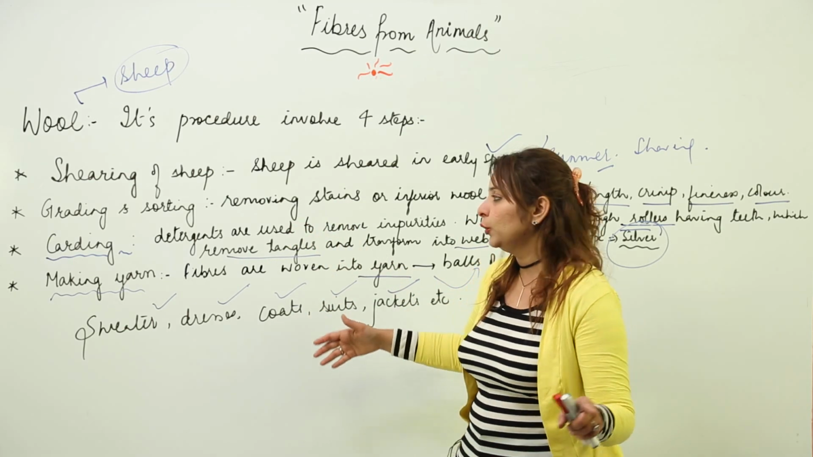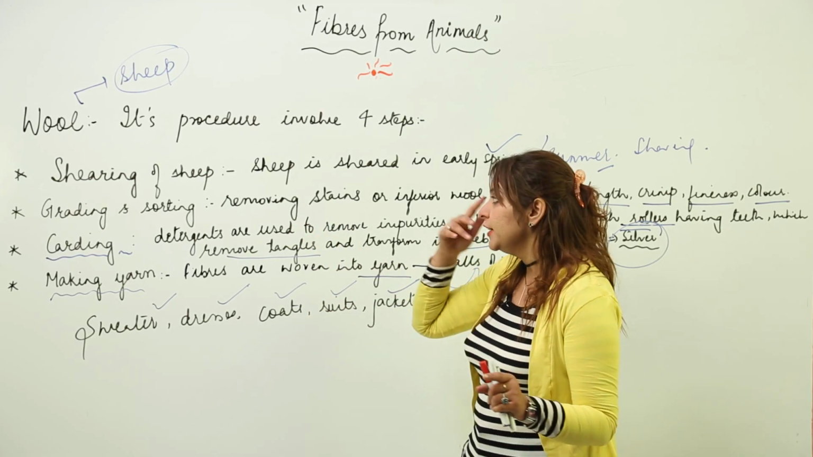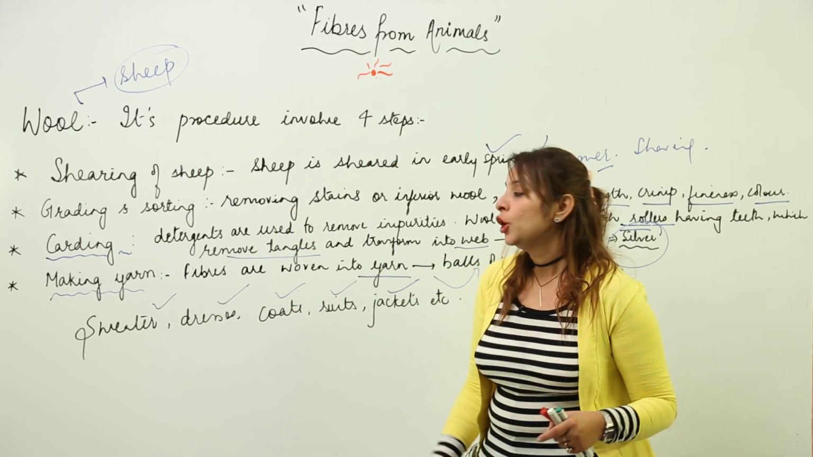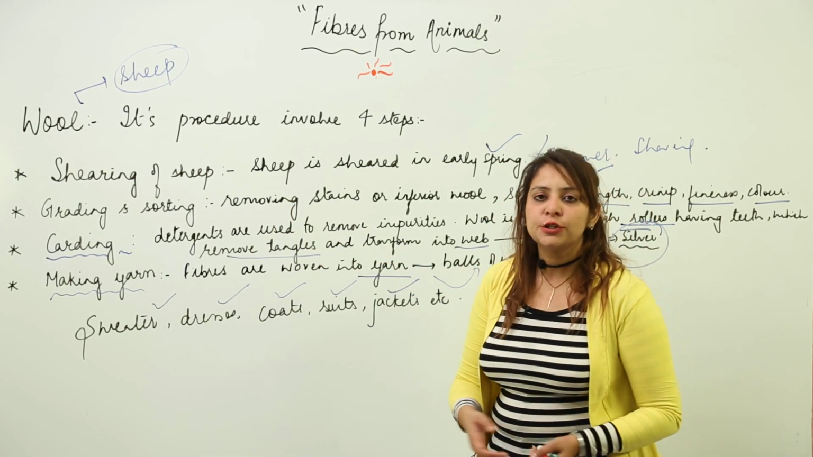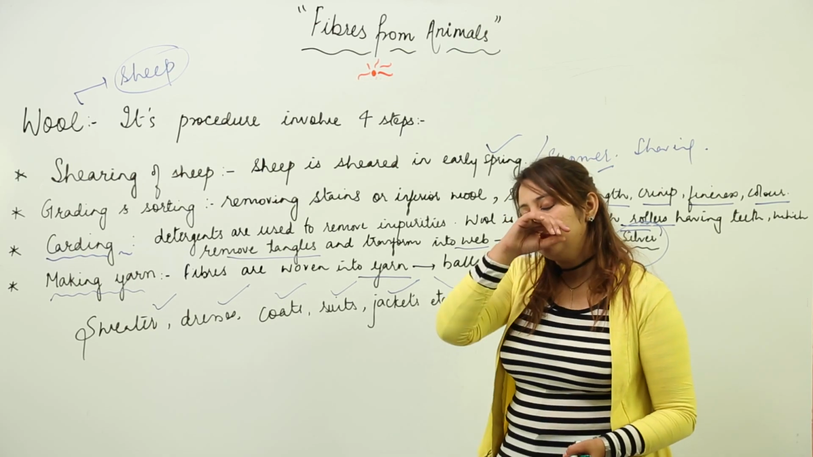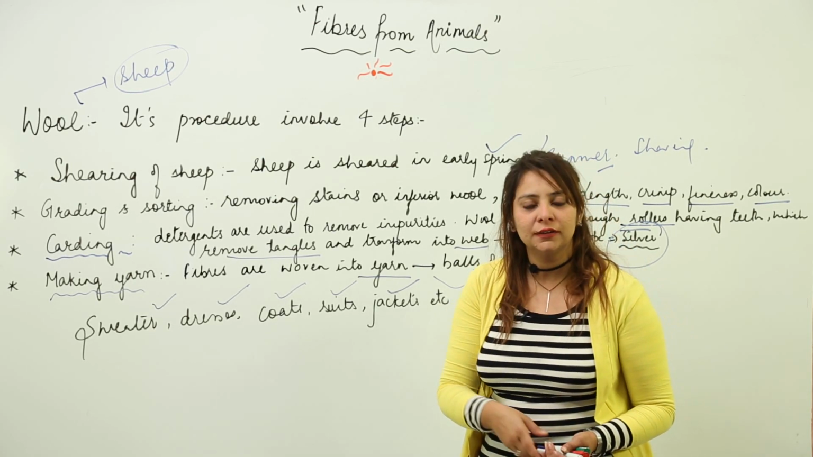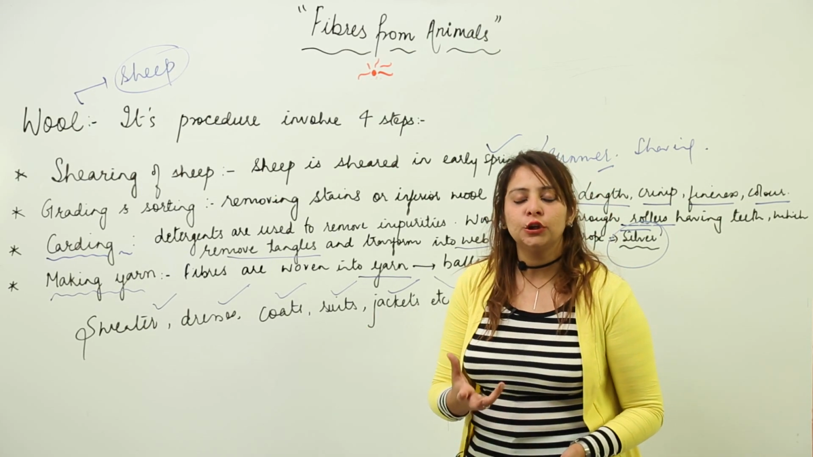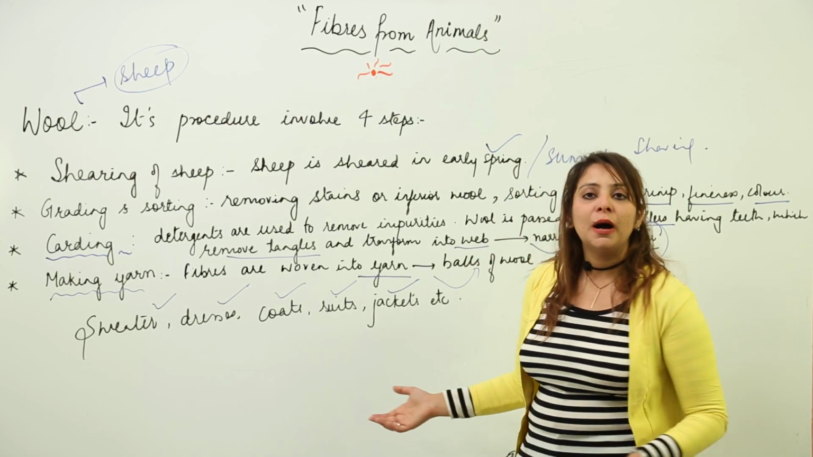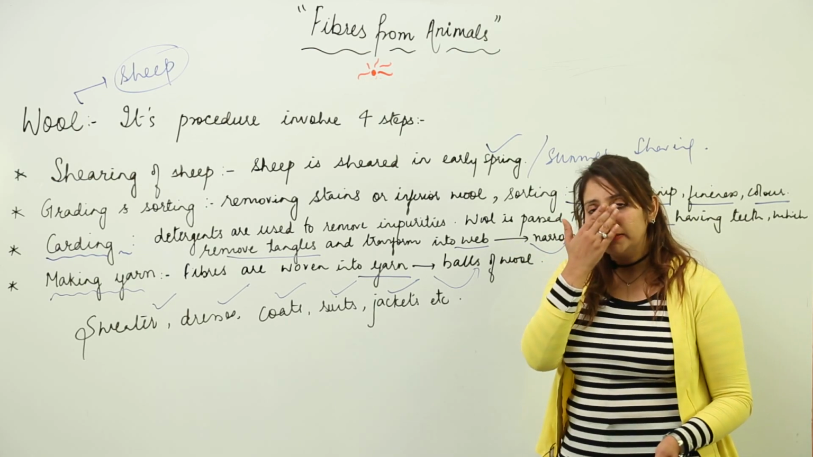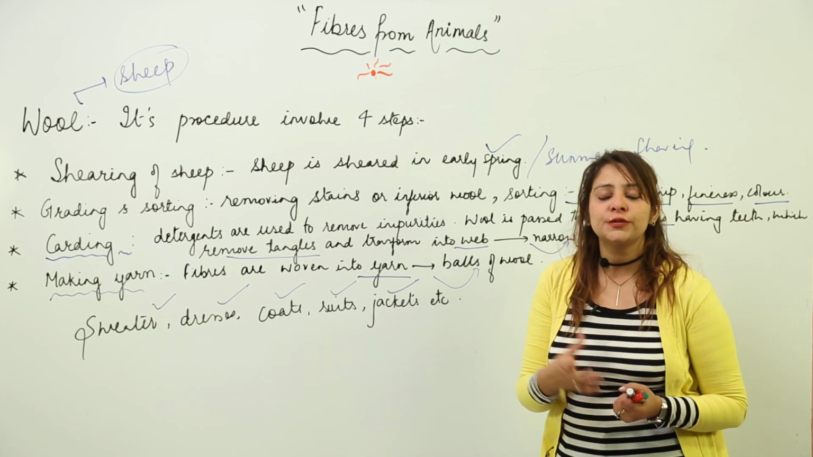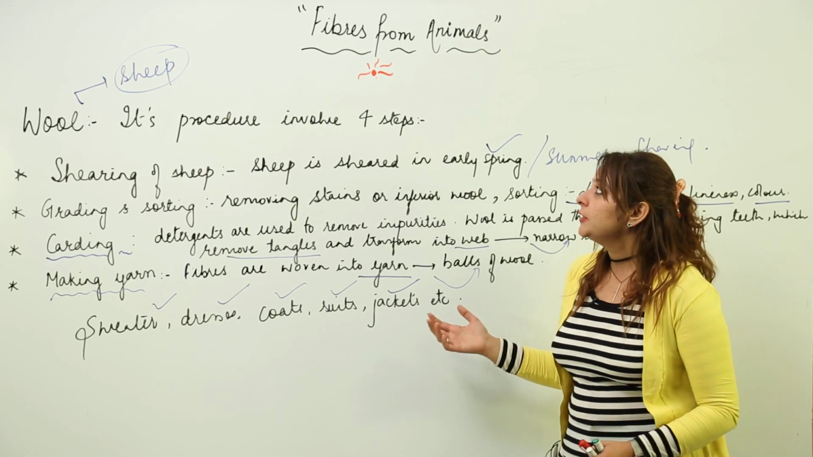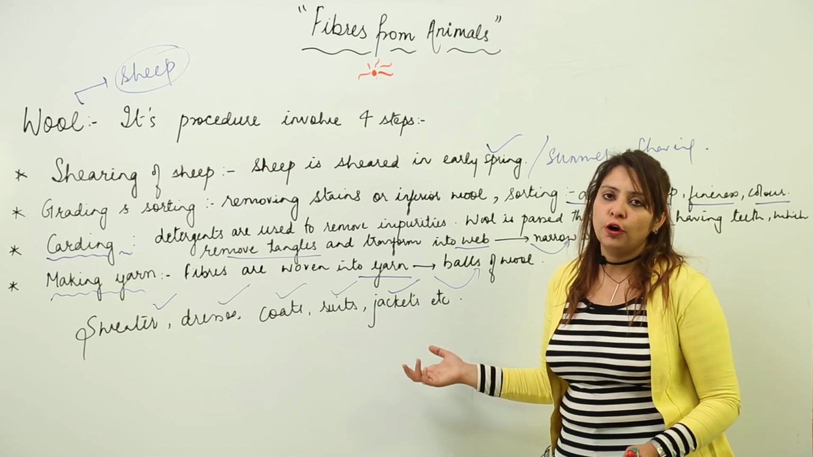So this is what wool is, how it is obtained from the sheep, and moreover what processes are involved. So you have to learn the processes: shearing, grading and sorting, followed by carding, and then making yarn. And the uses of wool you are already familiar with, because you all wear woolen clothes like coats and dresses in winters. So this is all about wool. We have done how the silk fiber, the lustrous fiber, is obtained, and we have already done how wool is obtained. So this is what about the fibers from animals.